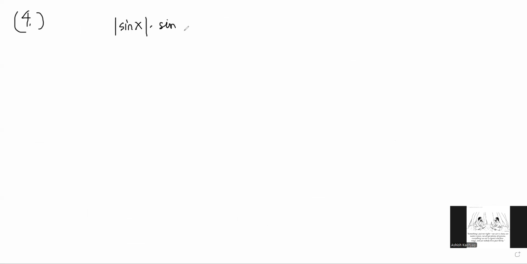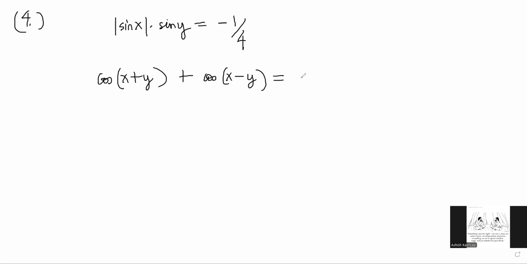find all the solutions of the system. The system of equations is mod sin x times sin y is equal to minus 1 by 4, and cos of x plus y plus cos of x minus y is equal to 3 by 2. The conditions that have to be satisfied are 0 is less than x is less than 2 pi, and pi is less than y is less than 2 pi.